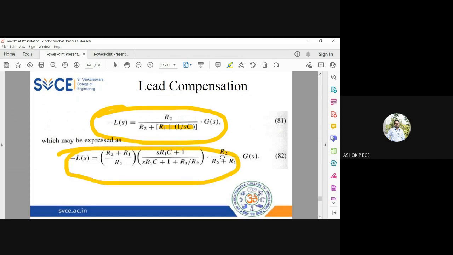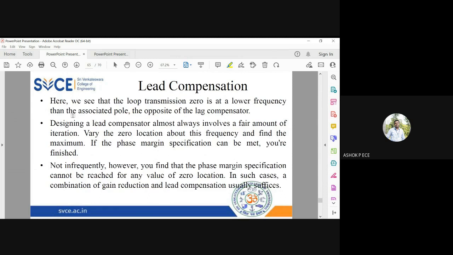So we have three terms. This is going to be the transfer function of the compensator, and these two terms are going to cancel out each other. So you can see that the loop transmission zero is at a lower frequency than in the lag compensator. This lead compensator design is also slightly complicated, because we have to do a lot of iteration. We have to vary the zero location frequency and find the value where the phase margin can be easily met.